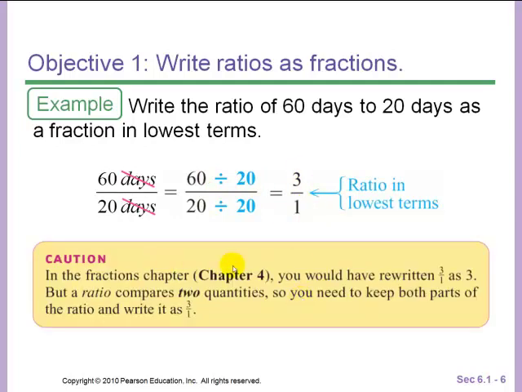You should note, in Chapter 4, when we were working with fractions, we would have gone one more step and said 3 divided by 1 is 3, and your final answer should have been 3. In fact, some of you lost points on your last quiz and exam because you didn't take it all the way to 3. However, now that we are working with ratios, ratios compare two quantities. So we need two different numbers, a top number and a bottom number. So even though the bottom number is 1, we leave it there so that we can see what two quantities are being compared.